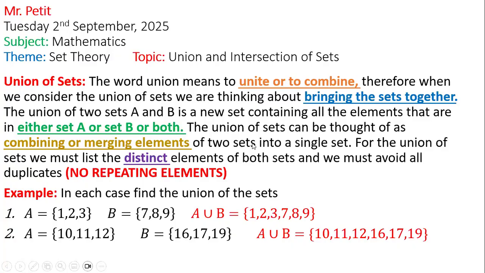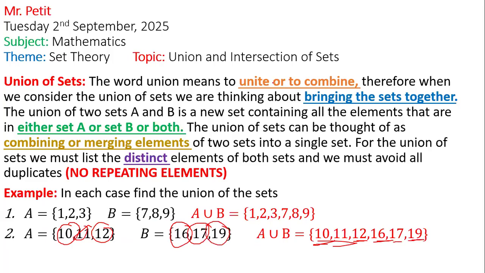Yes, sir. Good. So the union, like we said, everyone, is we're going to take 10. That's a part of A. We're going to put it inside our union. We're going to take 11. That's a part of A. We're going to put that inside of our union. We're going to take 12. That's a part of A. We're going to put it inside our union. We're going to take 16. That's a part of B now. We're going to put it inside of our union. We're going to take 17. We're going to put it inside of our union. We're going to take 19. We're going to put it inside of our union.